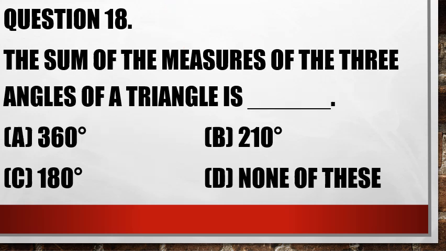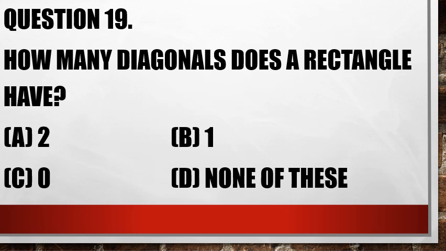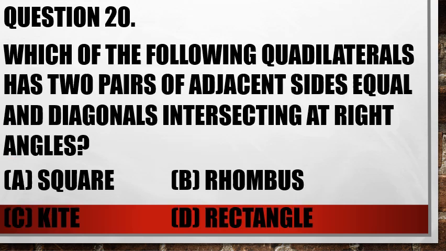Next, the sum of the measures of the three angles of a triangle is 180. It is known to us from class 6. How many diagonals does a rectangle have? It is also known to us, very easy. The correct option is A. Only two diagonals are there in a rectangle.